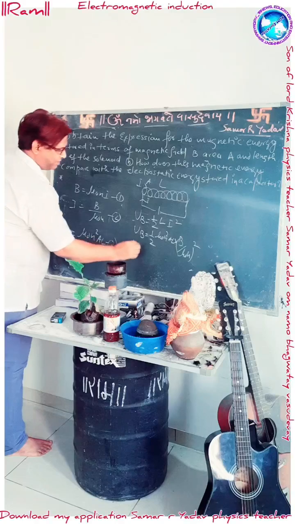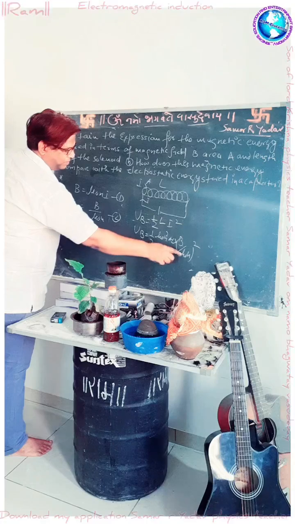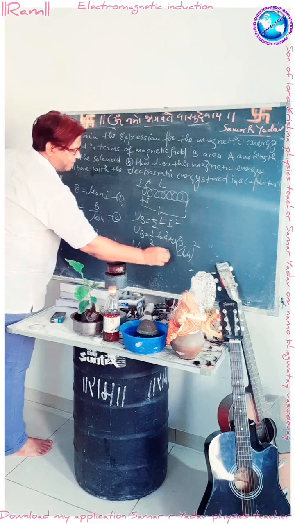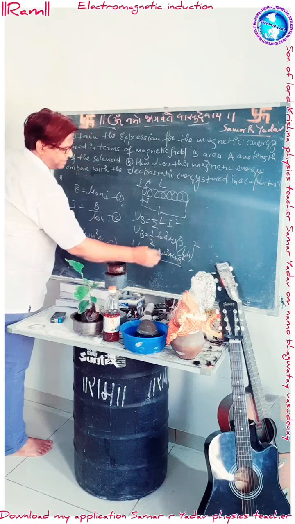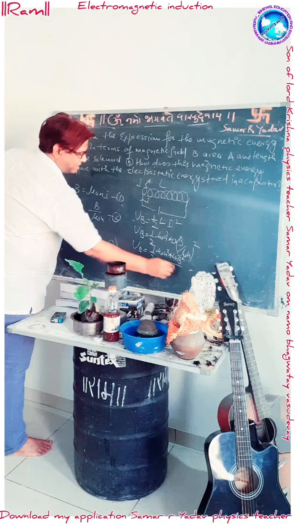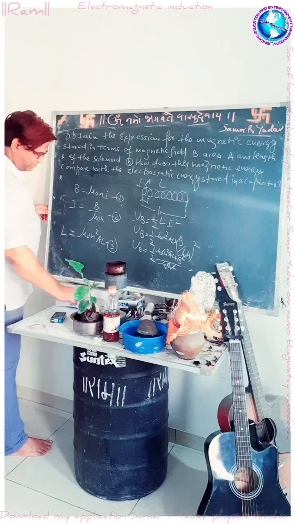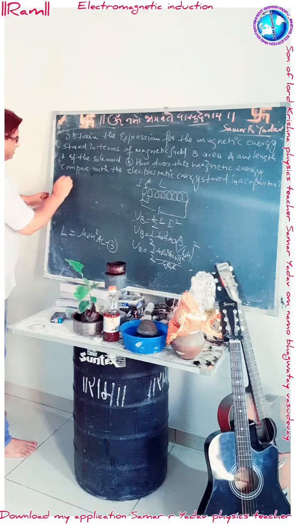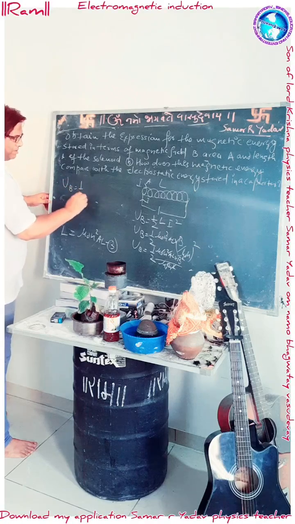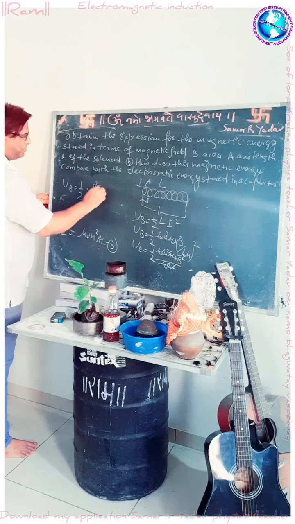Now simplifying, we will get here UB is equal to 1/2 into mu 0 N square AL into B square divided by mu 0 square into n square. This n square will be cancelled, one mu will be cancelled. So finally we can get here, that is UB is equal to 1/2 into B square upon mu 0 into AL.